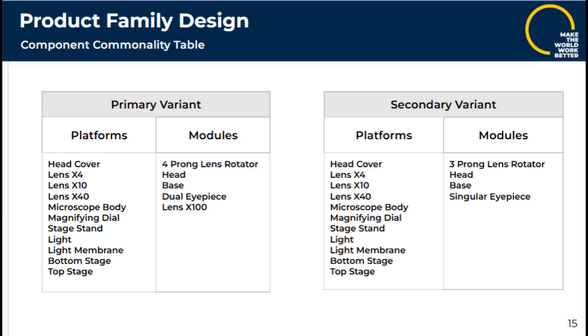This is the component commonality table for the primary and secondary variant. The main difference between these two is that the secondary variant does not have the 100 magnification lens module. It has a singular eyepiece and only a 3-prong lens rotator instead of a 4-prong lens rotator.